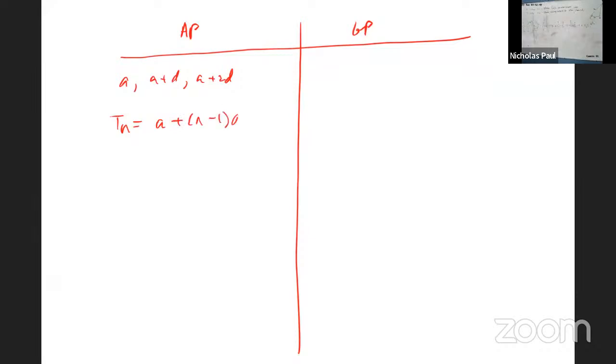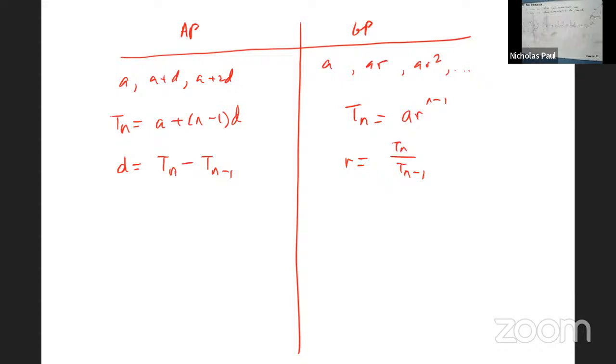You should have this table, so you'd have to write it. And we said for a GP, the first term is A, and then you keep multiplying by R. The general term is A R to the N minus 1. And then we said that to get D, you could just subtract 2 consecutive terms. To get R, we divide 2 consecutive terms. All right, that's where we stopped last day.